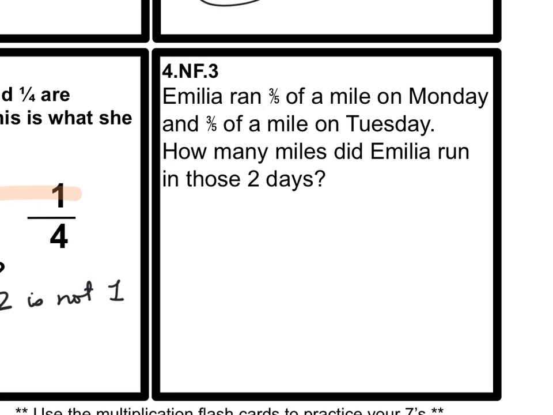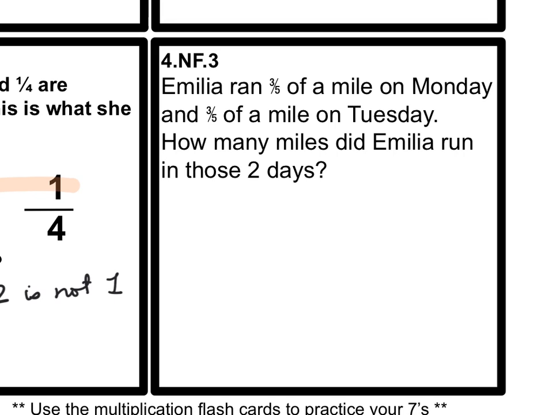Last problem for the day on this one. Amelia ran 3/5 of a mile on Monday and 3/5 of a mile on Tuesday. How many miles did Amelia run in those 2 days? So here's our key question. How many miles did Amelia run in those 2 days? That gives me, since I'm asking for this how many miles, and it looks like I have to combine the 2 days, this is an addition problem. So I'm going to take 3/5 plus 3/5.